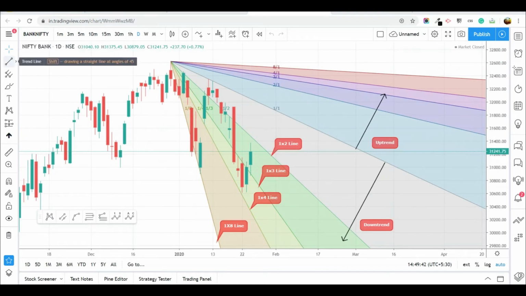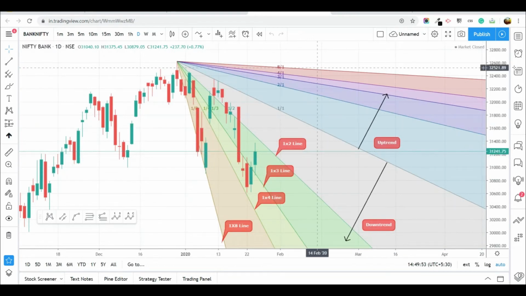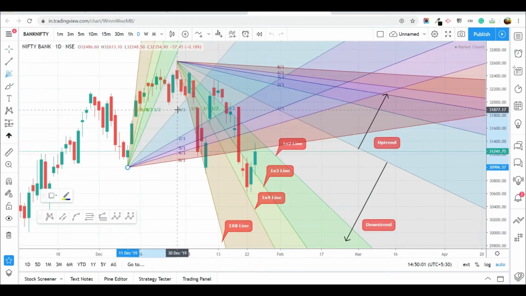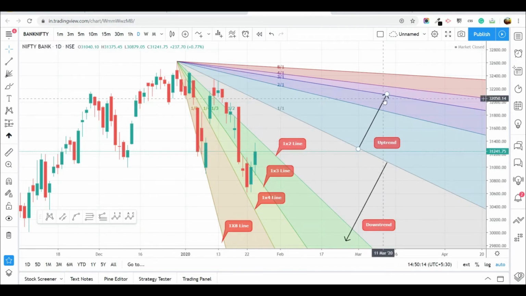The 45-degree angle is known as the 1:1 line, and the 1:1 line is a primary indicator. Whatever is above this is bullish, whatever is below it is bearish. If you are drawing from down to up, like from here to here, then whatever is above this line is bullish, whatever is below is bearish. As per the theory of Gann Angles in combination with the Gann Fan, if price crosses above this line, it is called an uptrend. If it is below this line, it is called a downtrend. So as per this theory, it is in a downtrend.